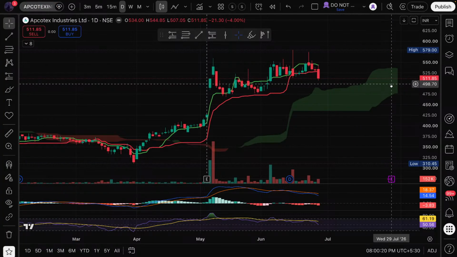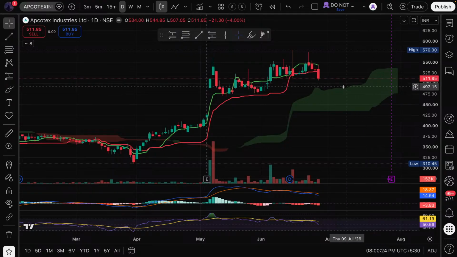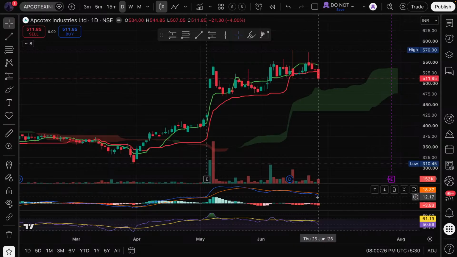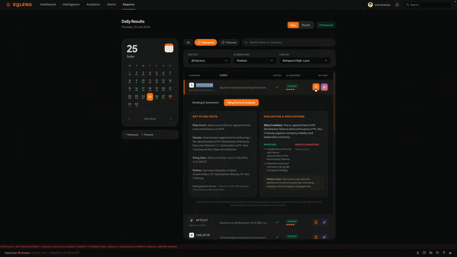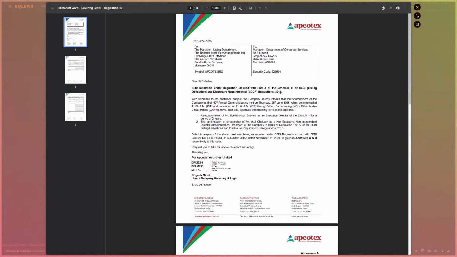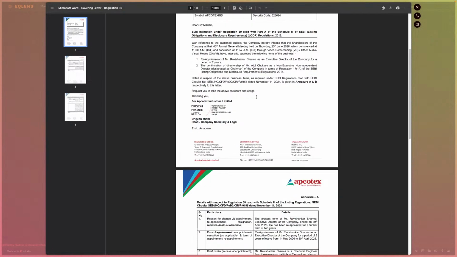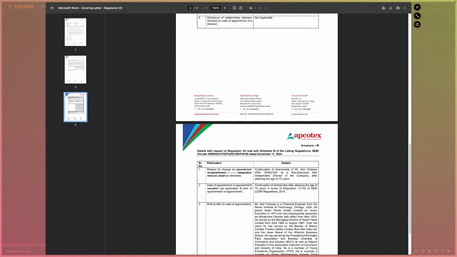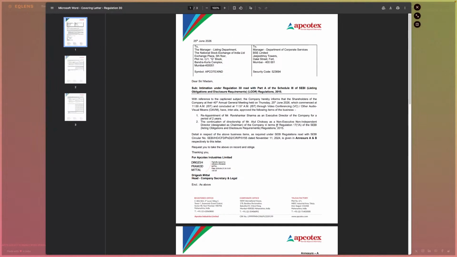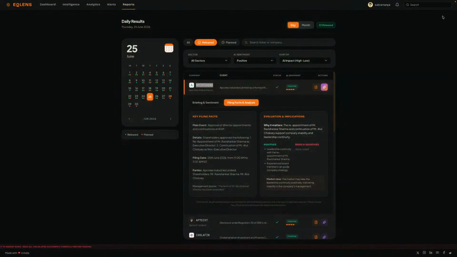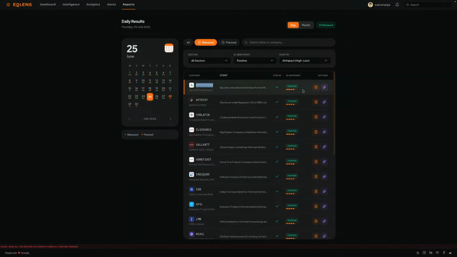These are my conclusions on this. Basically, the idea is Ichimoku is green, which says an uptrend. But if you see MACD, it's dipping down. RSI is also dipping down. That is why it's not a strong positive for me. So I'm gonna open the PDF and check what it says. It's a general reappointment itself. There is no hidden information or anything. But AI thinks it's ultra positive.